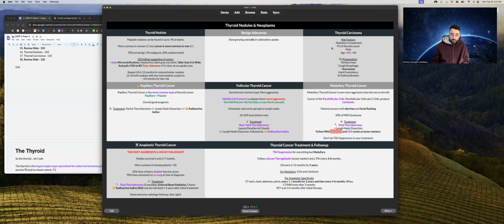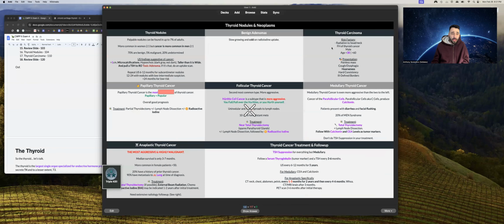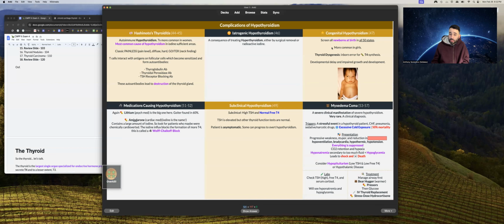Okay. Medullary thyroid cancer, we're going to follow this one with calcitonin and CEA. Thyroid nodules, it's going to be taller than it is wide. Bottom left here for complications of hypothyroidism, simply just medications. Papillary thyroid cancer is going to be the most common and has a good prognosis. Progressive weakness, stupor, and reduction in what? Myxedema coma.